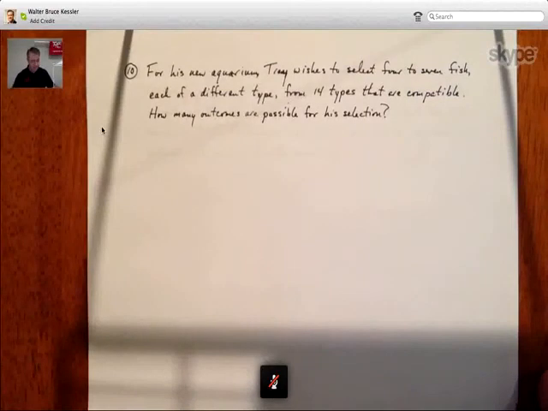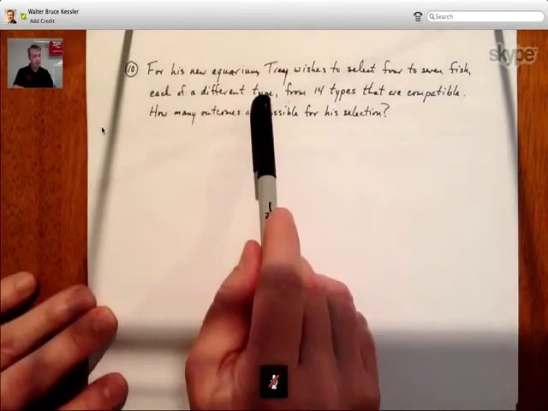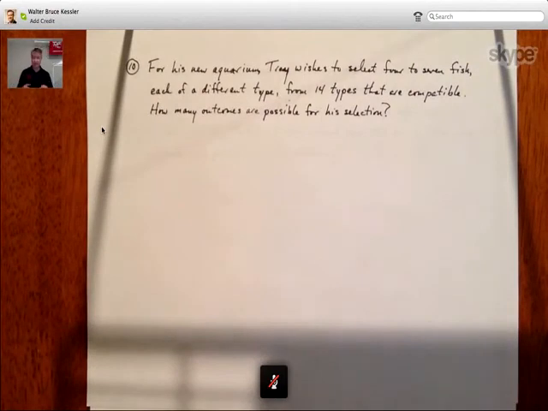All right, on to problem 10. For his new aquarium, Trey wishes to select 4 to 7 fish, each of a different type. Now, this is important. It means that they're distinguishable items, right? We've talked about in class the difference between working with distinguishable items, where I can tell that one from this one, and having things like letters floating around that you can't tell the difference about, right?